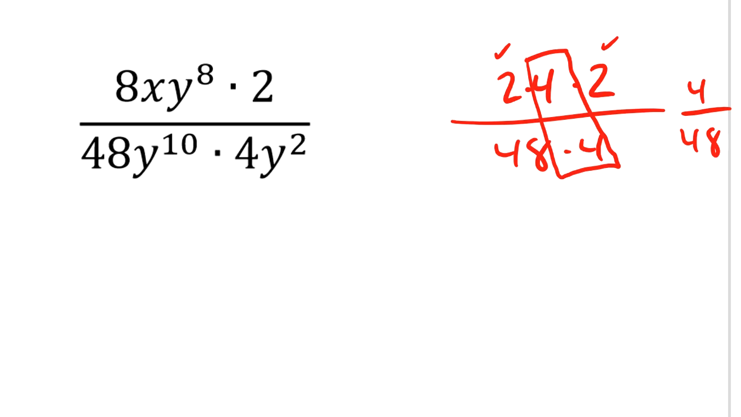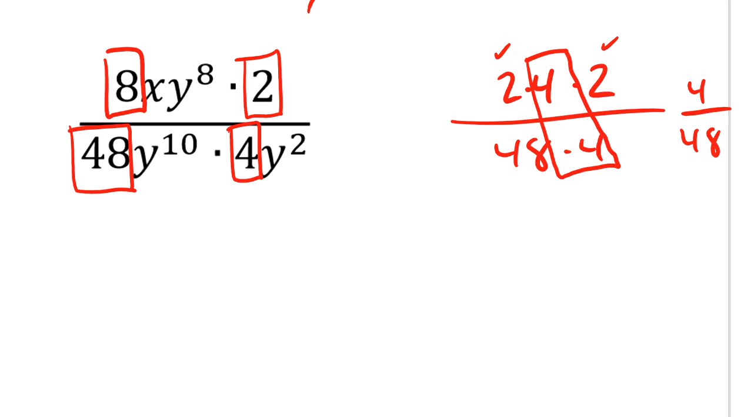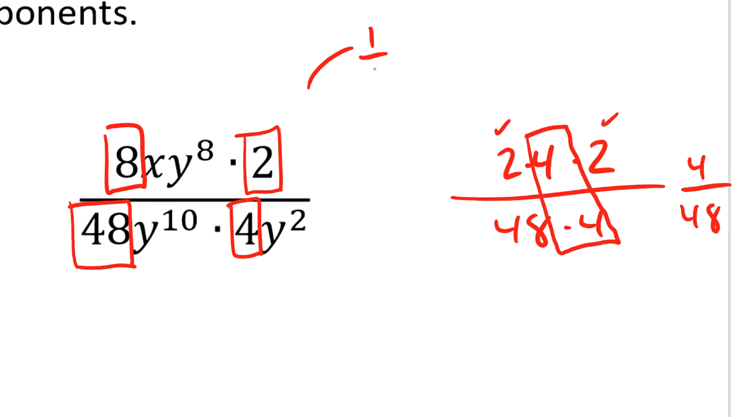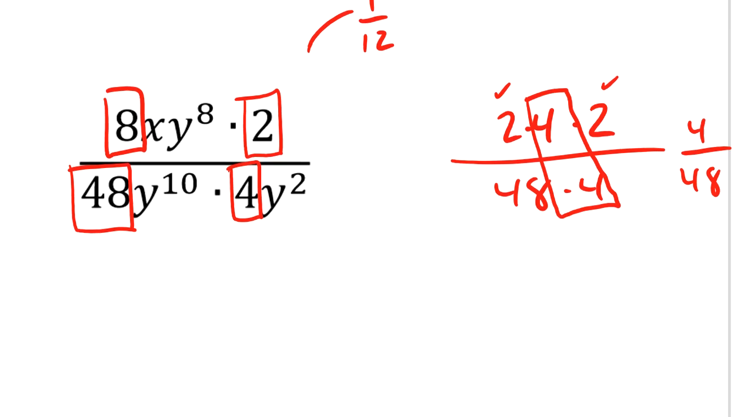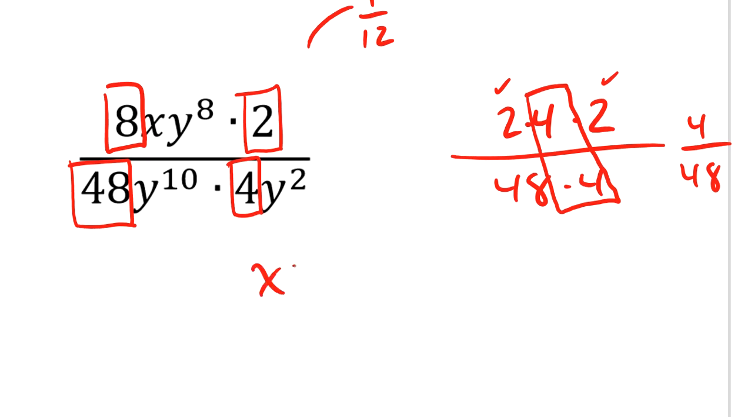So I can go ahead and think about that, right? I've taken care of all of these numerical coefficients, and I know this just becomes a 1/12. So I'll just make a note of that to myself. And let's go ahead and look at the remaining problem. In my numerator, I've got x y to the 8th, so there's an x and a y to the 8th. And in my denominator, I've got y to the 12th power.